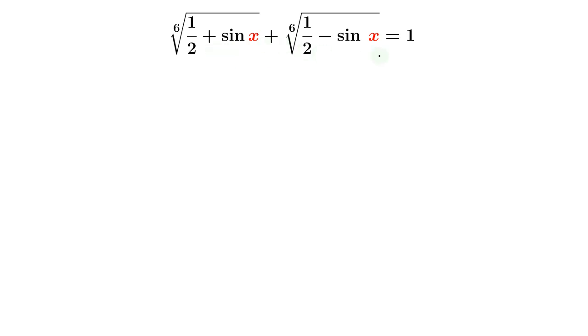Today we're going to be solving this problem to find the value of x without substitution, when we're solving for x with 0 smaller than or equal to x and x smaller than or equal to pi.